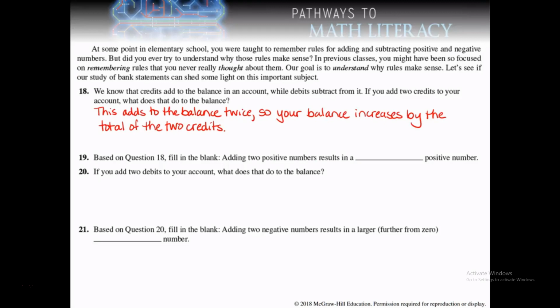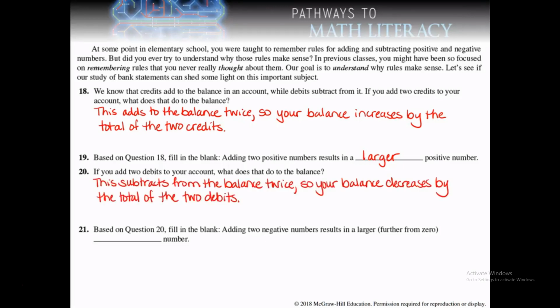In 20, if you add two debits to your account, what does that do? Well, debits decrease your balance. They subtract. So if you add two debits to your account, that means that your balance will decrease twice. So your balance will actually decrease by the total of the two debits. In 21 then, adding two negative numbers results in an even more negative number.